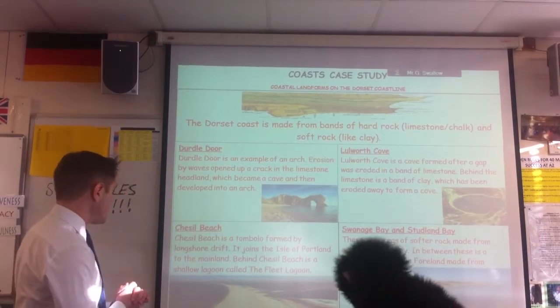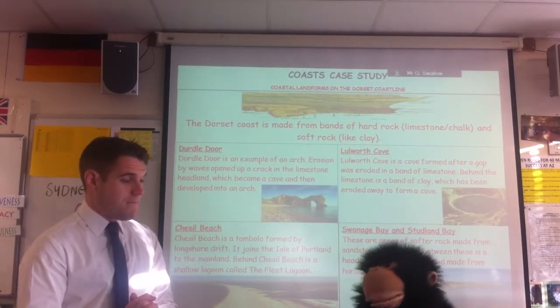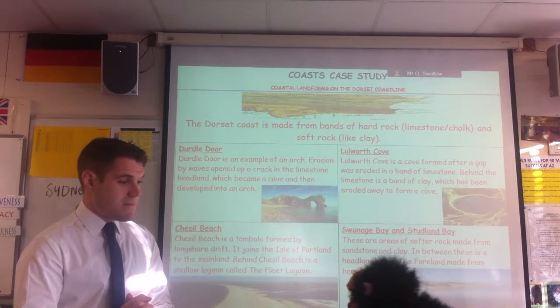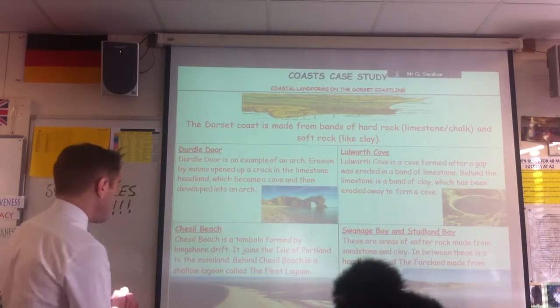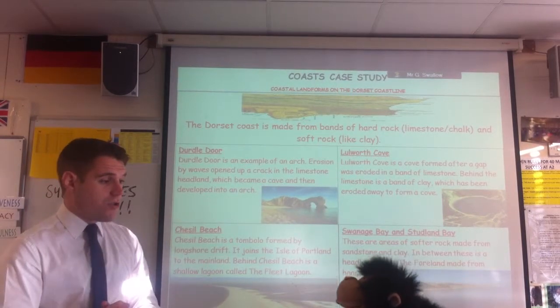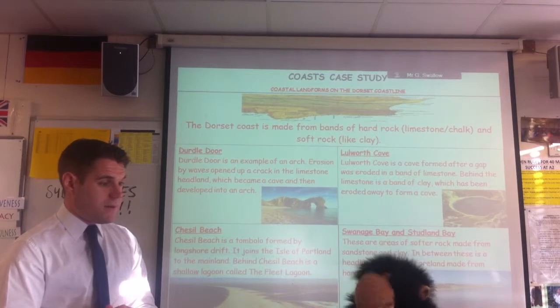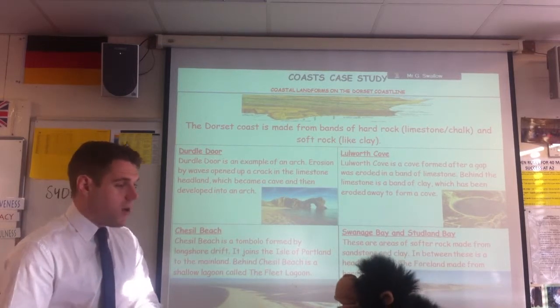It's massive! Look at that! It stretches from Portland right the way down the coastline. Wow! You're quite right. It joins the Isle of Portland to the mainland, so it's a beach that's been created by longshore drift. Mr. Swallow, is that called a tombolo? You're quite right, well done, a tombola.